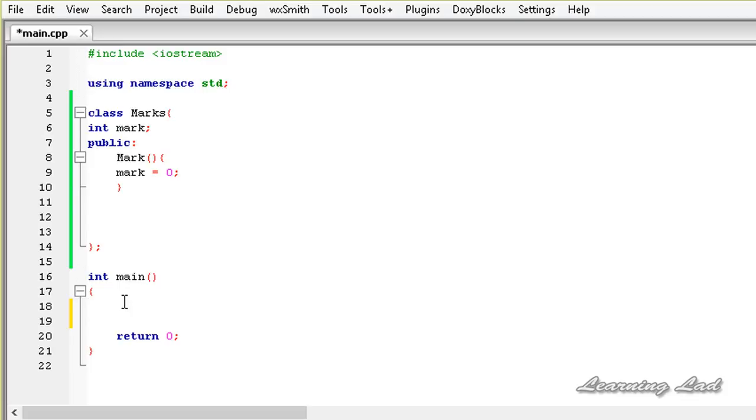So this is it, guys. This is about some restrictions, or some important things that we should know while doing operator overloading in C++.